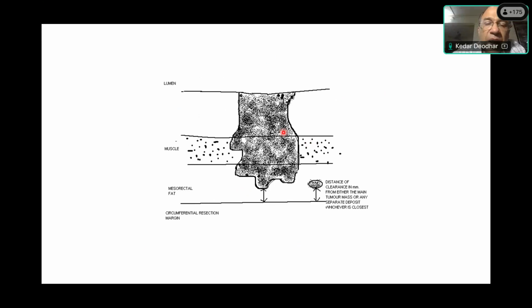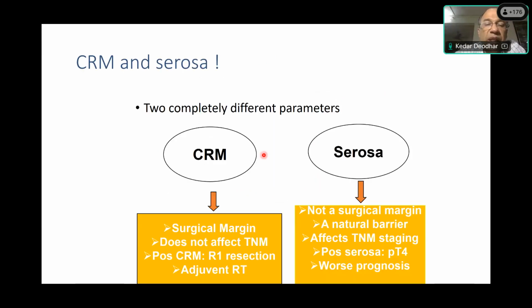I think this is the same thing. By dictum, we take it that anything more than 1 millimeter is CRM free. Anything less than a millimeter, we call CRM involved. Not only tumor, but if there's a positive node sitting in the perirectal fatty tissue within a millimeter, then we call it CRM involved. So CRM and serosa are two different things. CRM is actually the surgical margin where the surgeon's knife has gone. It doesn't change the PT3 or PT4. It usually is PT3, but it is important to assess CRM as it is a direct adverse prognostic indicator.